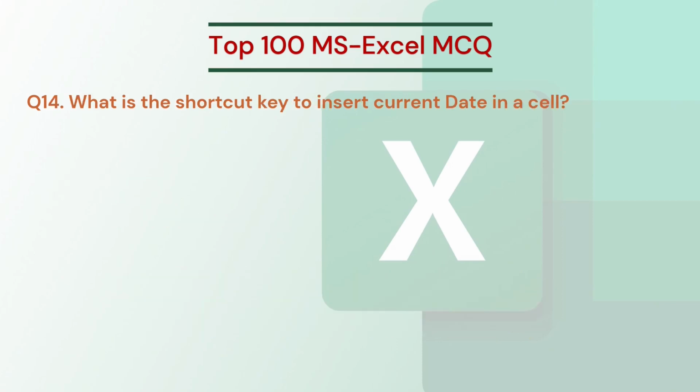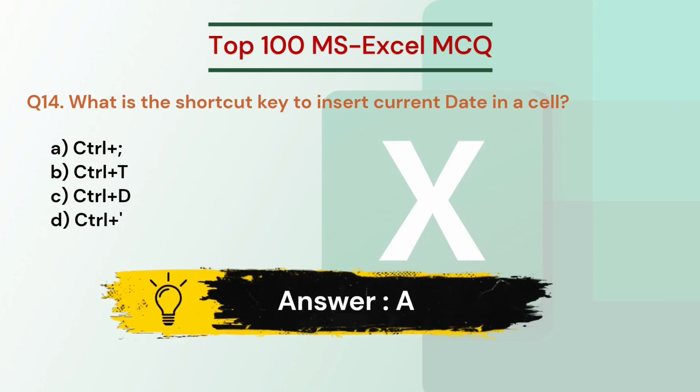What is the shortcut key to insert the current date in a cell? A. Control plus semicolon. B. Control plus T. C. Control plus D. D. Control plus single quote. Correct answer is A. Control plus semicolon.